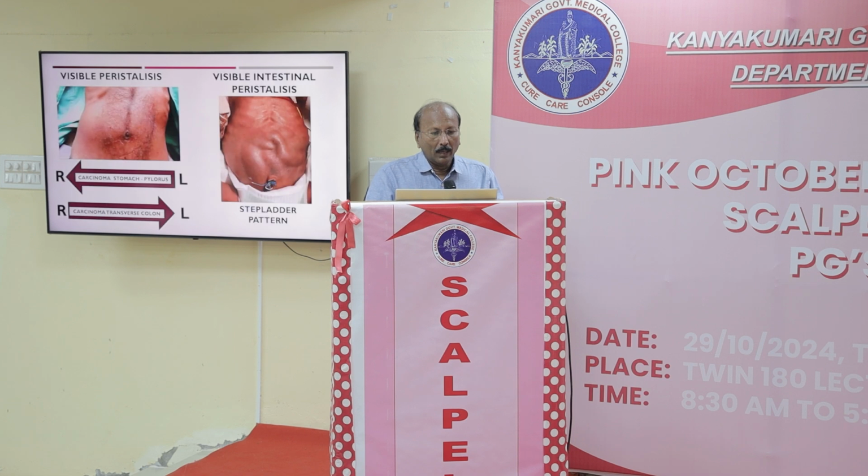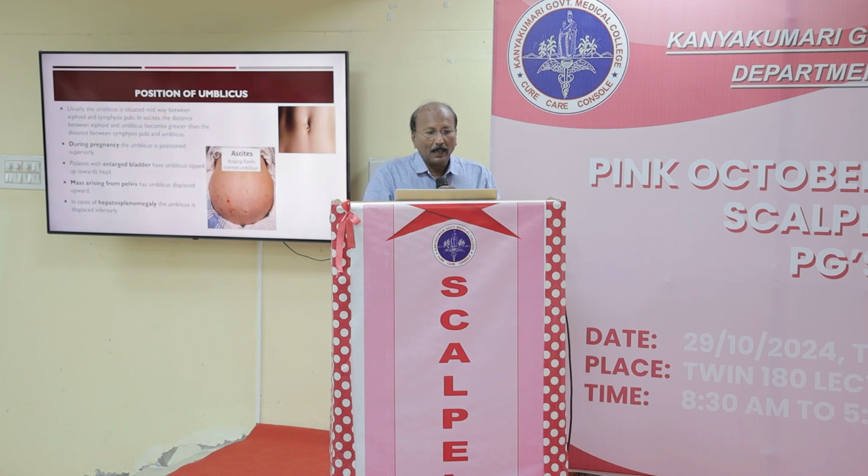Gastric peristalsis goes from left to right, and intestinal peristalsis goes from right to left. That is called the step ladder pattern. You need a minimum of 5 air fluid levels to call it acute intestinal obstruction. Then the position of the umbilicus: we all know it is usually midway. After a laparotomy or an LSCS, or if the patient becomes pregnant, you will not see the umbilicus in its usual position.